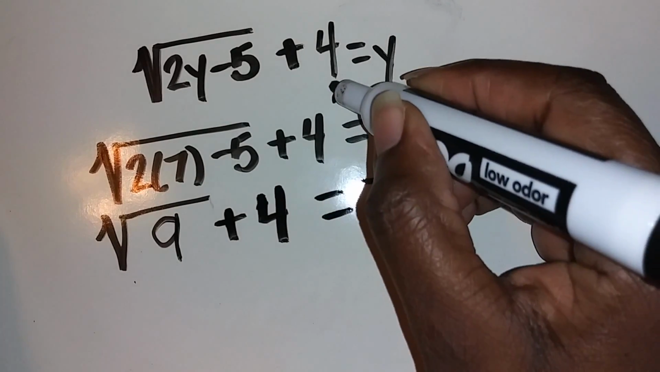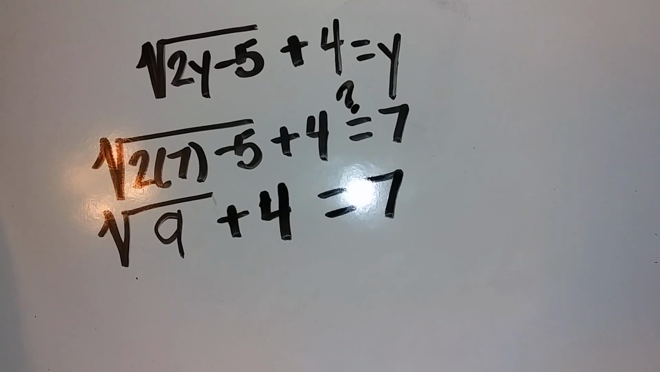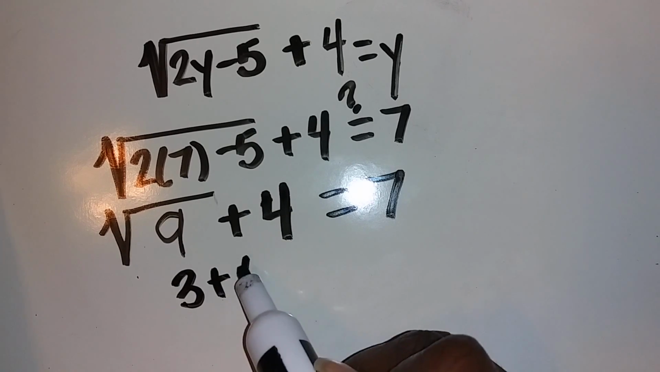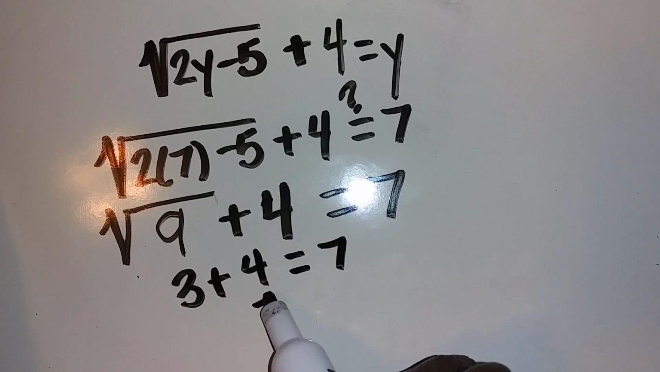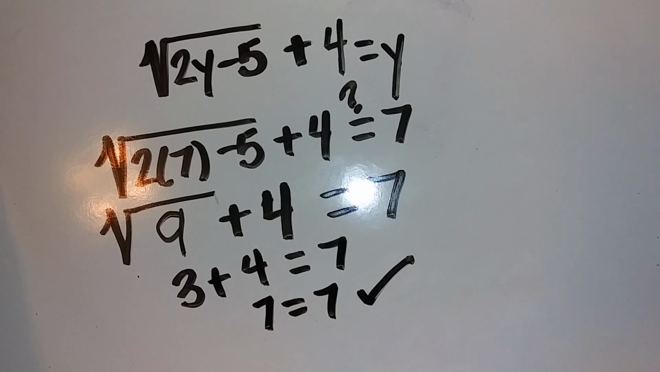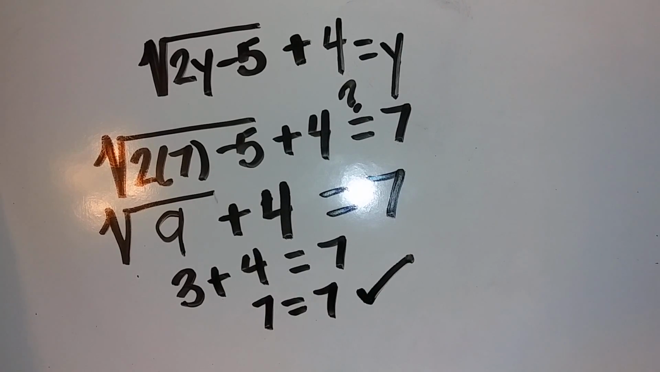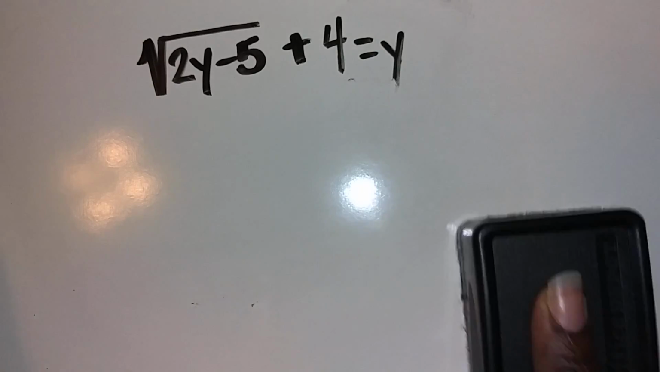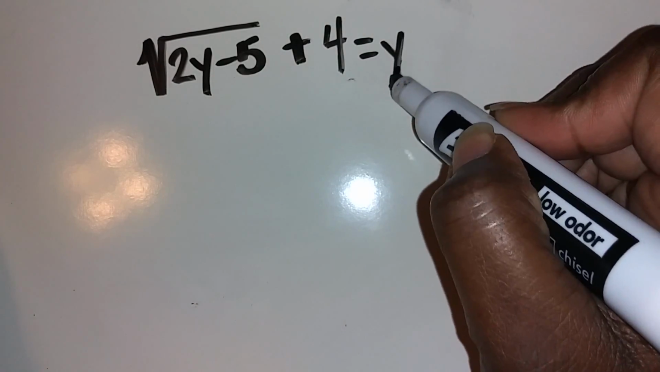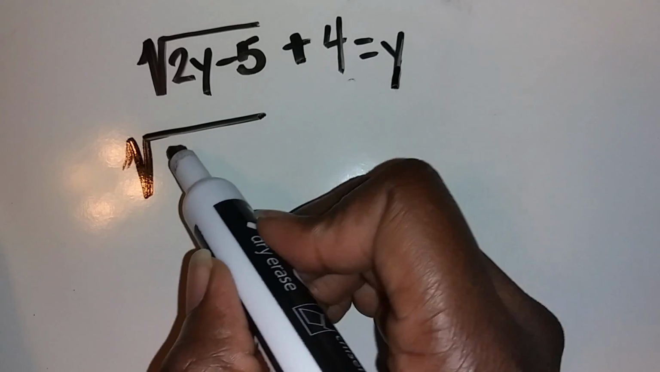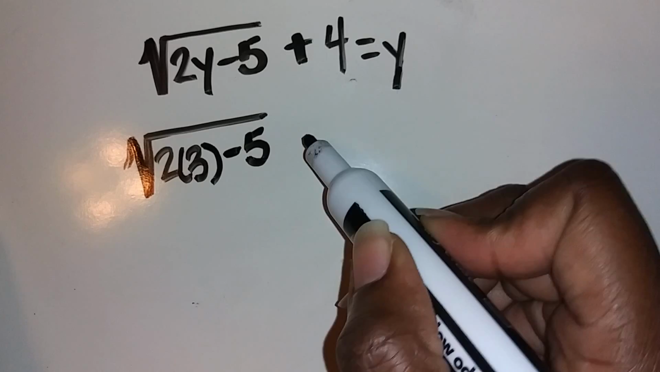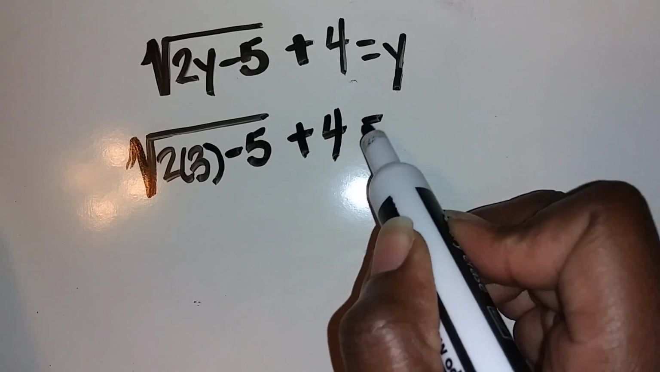So I'm just making an assumption that the left side equals the right. I don't know yet. The square root of 9 is 3. Plus 4 is 7. 3 plus 4 is 7. So 7 is a solution. So for number 25, 7 is a solution. Now let's check 3. I have the square root of 2, I'm going to plug in 3 for y, minus 5. Bring down that plus 4 equals 3 again.